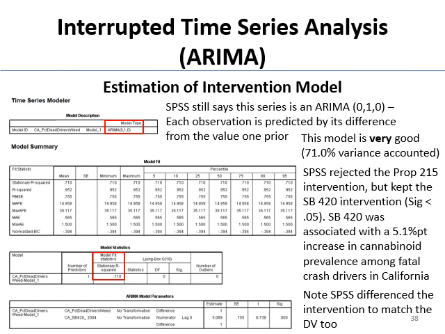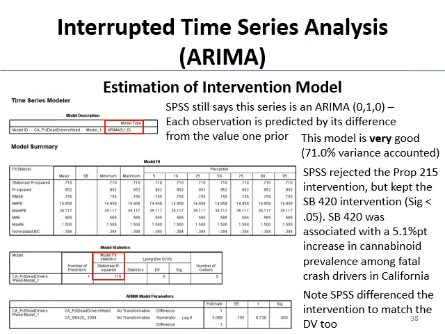So SB420 is associated with a 5.1 percentage point increase in cannabinoid prevalence among fatal crash involved drivers. How do I know that? Right here, the estimate. So first of all, sig's less than 0.05, the estimate here, this is a percentage of drivers with cannabinoids in their blood. So if you just sort of round that to a percentage, 5.1, that's the change in the series corresponding with the implementation or passing of SB420, 5.1 percentage points, and it's positive, so it's an increase.